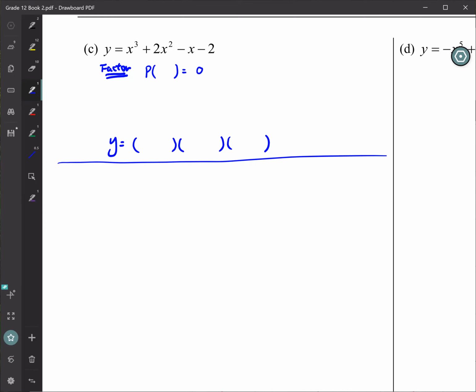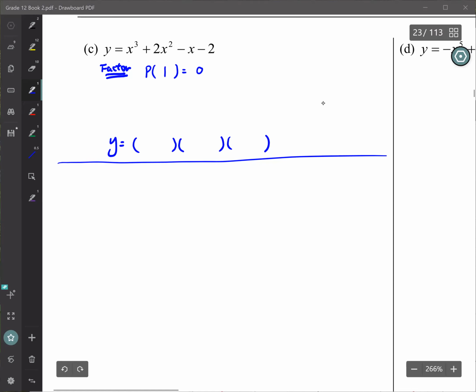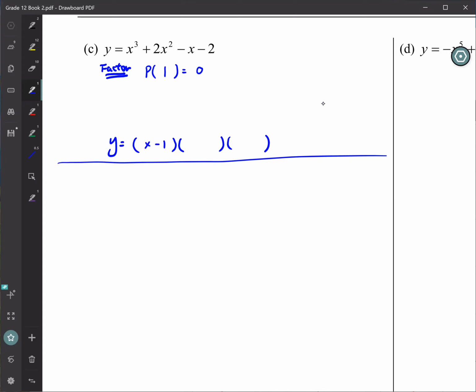Okay, Cindy, can you tell us which one will make it 0? P of what? The one you use, which one makes it equal 0? 1. Okay, P of 1 equals 0. So that means one of the factors should be x minus 1, right? So next, you would be doing synthetic.